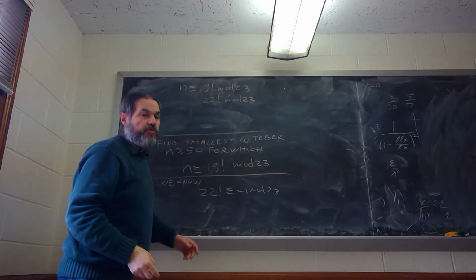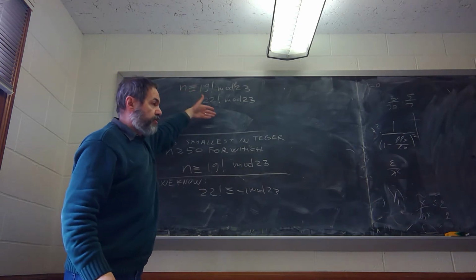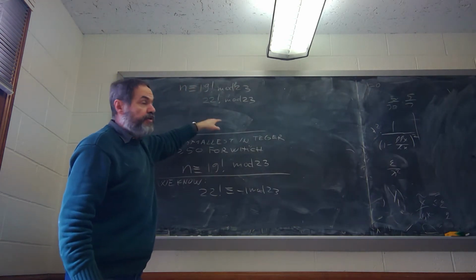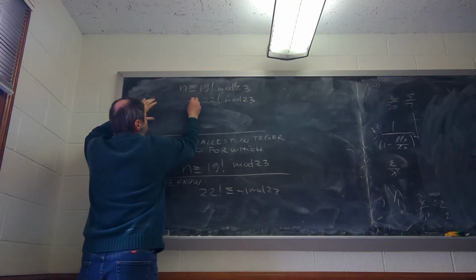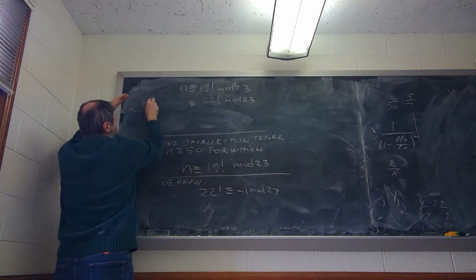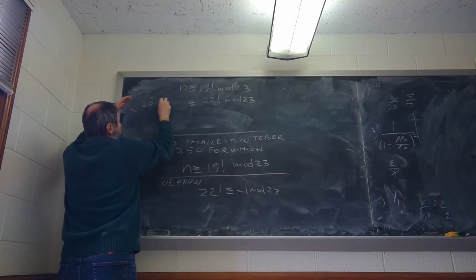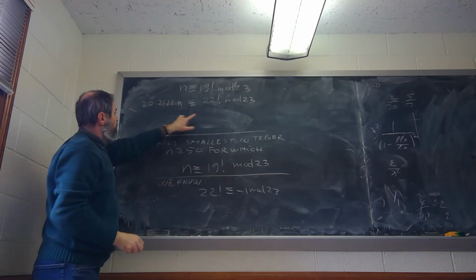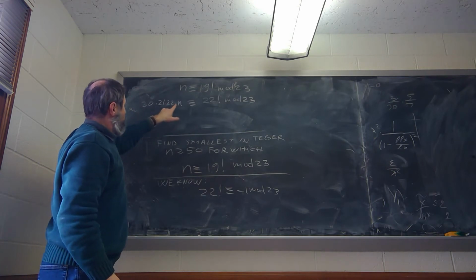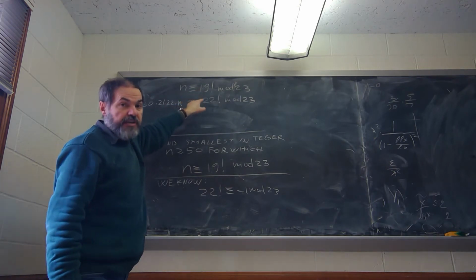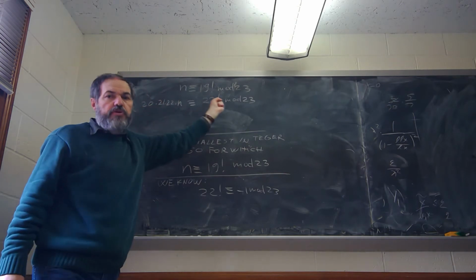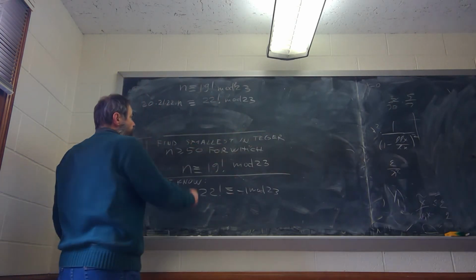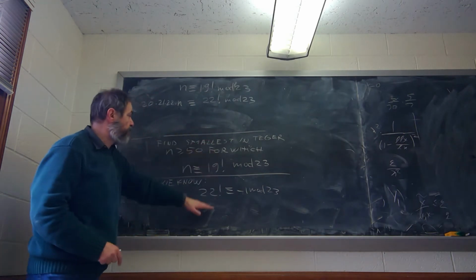I'm thinking, what do I need to multiply the right side by to get 22 factorial? By 20, 21, and 22. So this is congruent to 20 times 21 times 22 times our n. So again, n is congruent to 19 factorial, and then I multiply by 20, 21, 22, and I get the full 22 factorial. And that's congruent to minus 1 by Wilson's theorem.